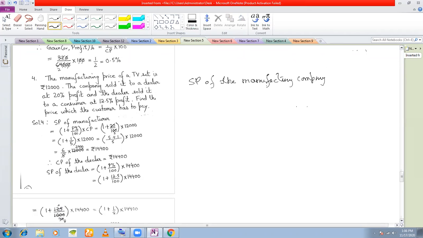Selling price of the manufacturing company is 1 plus percentage profit divided by 100, into CP. Now, for the manufacturing company, how much profit is it making? It is making 20% profit. And what is the cost price of the manufacturing company? It is making the TV at 12,000 rupees. Therefore, obviously, its cost price is 12,000 only.